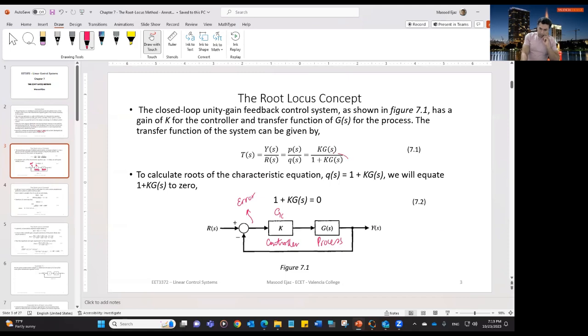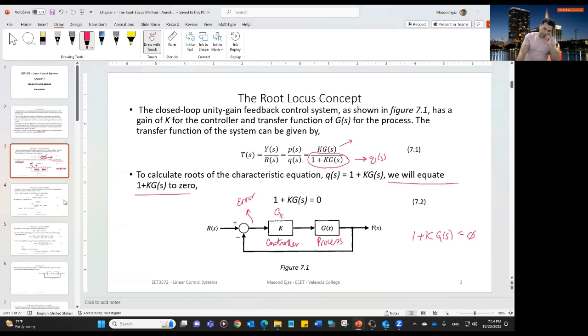Now this is where the poles of the transfer function are going to come from. This is where the zeros are going to come from. So to calculate the roots of the characteristic equation, this is my characteristic equation, Q of S, as it is seen over here. To calculate roots of the characteristic equation, QS is equal to 1 plus KGS. We will equate it to 0 because that's how you calculate roots of any polynomial. So 1 plus KGS equals 0 to calculate the poles of the transfer function.